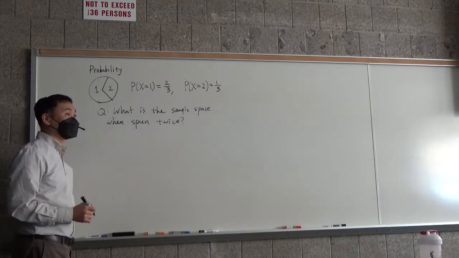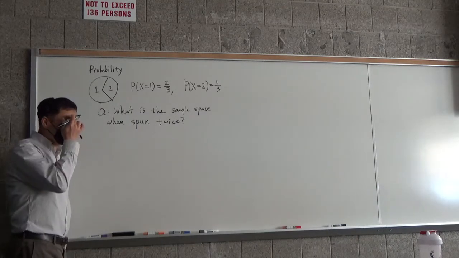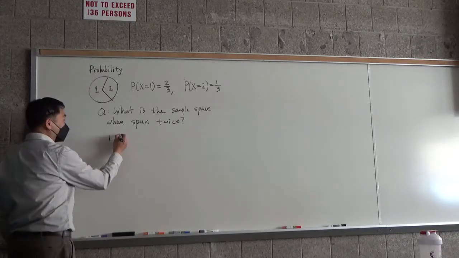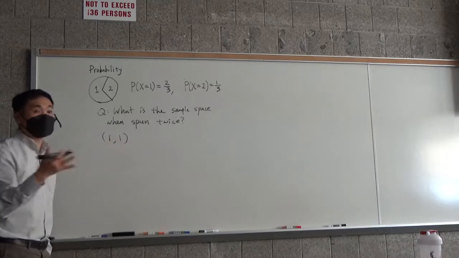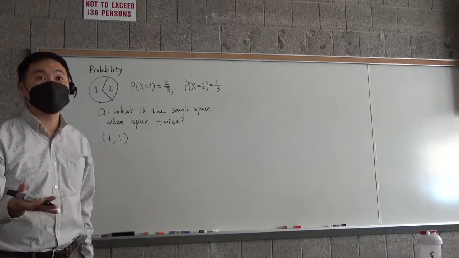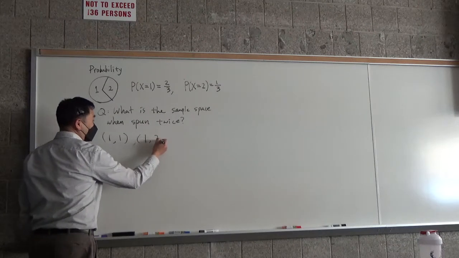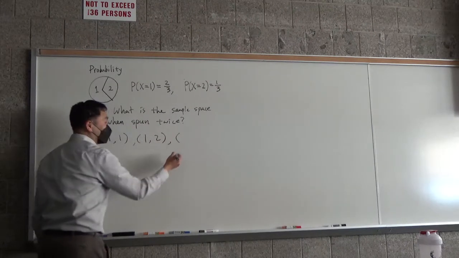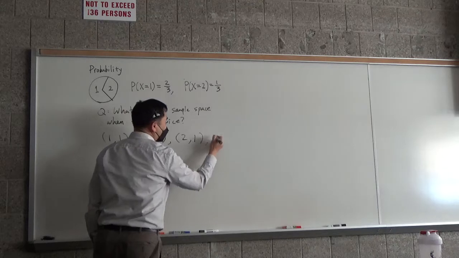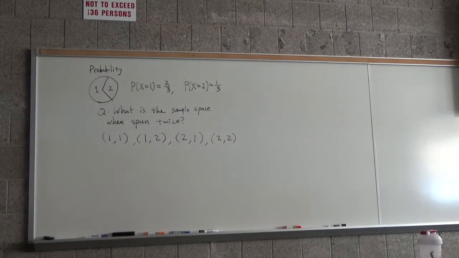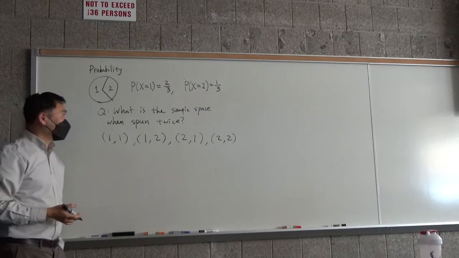You could get, in the first spin, a 1, and in the second one, a 1. That's one possibility. You may get 1 in both spins, okay? All right, what else can happen? 1 and 2. What else can happen? 2 and 1, and then 2 and 2. So that's the entire sample space, okay?